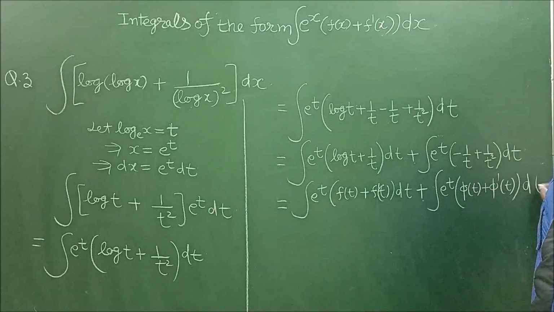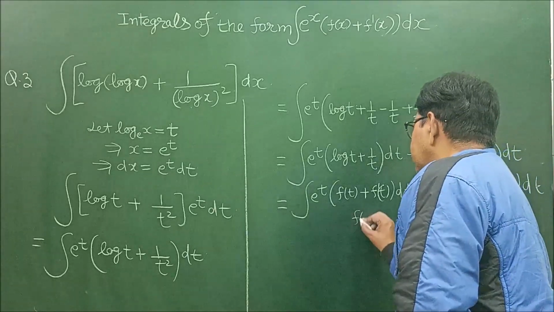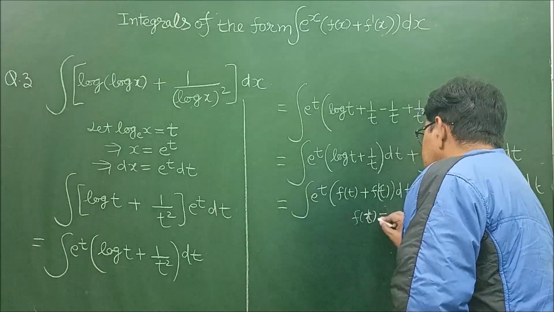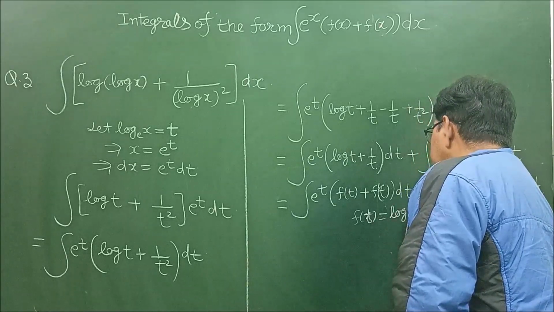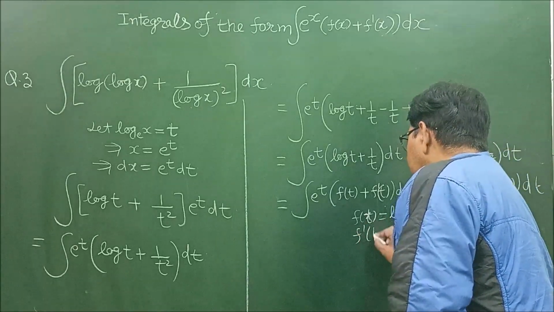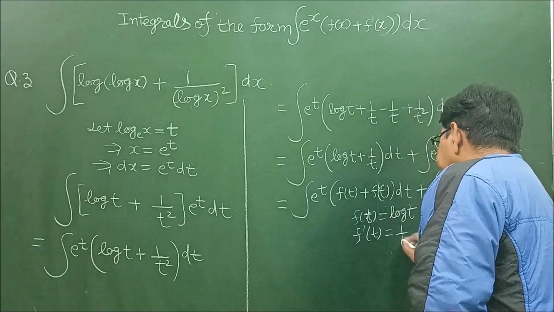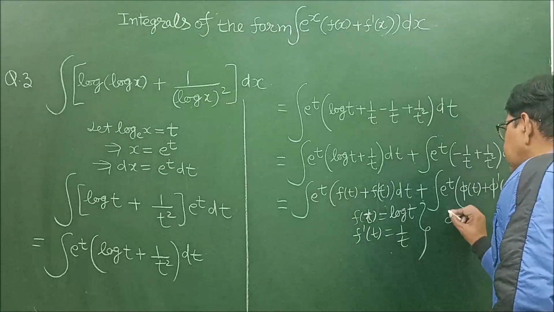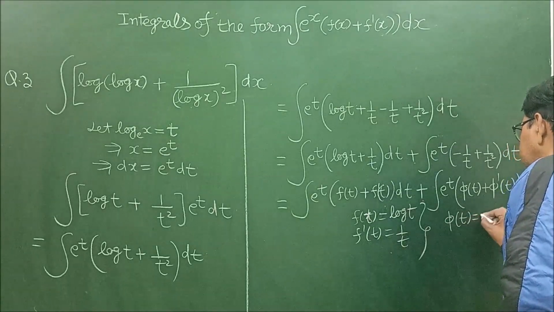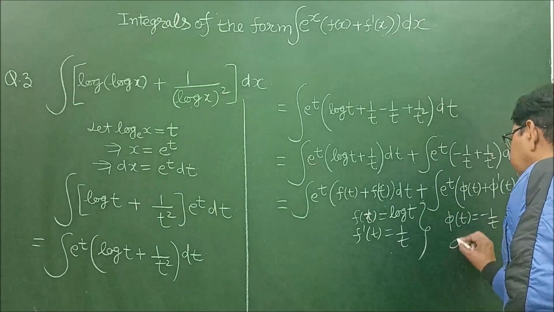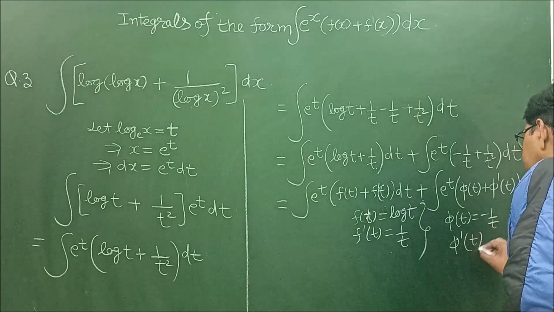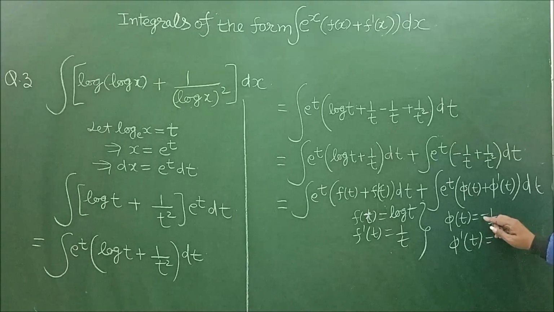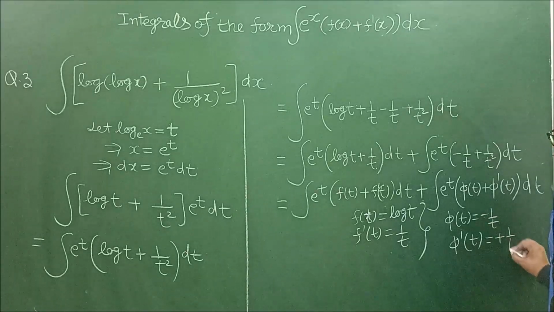So I can say here we have taken f(t) as log t and f'(t) is equal to 1 upon t, and in the other integral phi(t) is equal to minus 1 upon t, and its derivative phi'(t) is equal to t raised to the power minus 1, its derivative minus 1 upon t square, and minus is already there, so plus 1 upon t square.